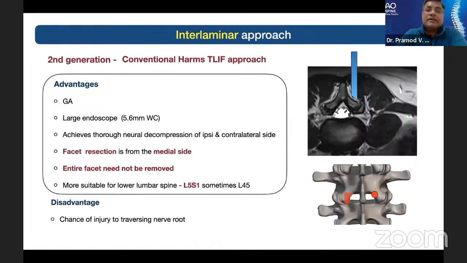The second generation is the interlaminar approach, which I feel is the conventional original Harms approach, which was discussed before, where you go through the interlaminar space. You don't have to cut the entire facet, just make adequate space lateral to the traversing nerve root so that the endoscope and the cage can be inserted through it. It is done under general anesthesia, and we usually use a very large endoscope, a 5.6 millimeter working channel. As I told you, the entire facet need not be removed. So according to me, it is more suitable for the lower lumbar spine, especially L5-S1, where you don't have to cut the entire facet and can get away with it. But there is a certain disadvantage because adequate space is not created, and there is a chance of traversing nerve root injury in such cases.